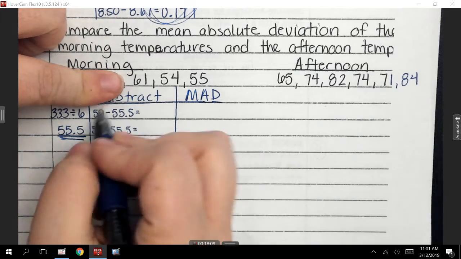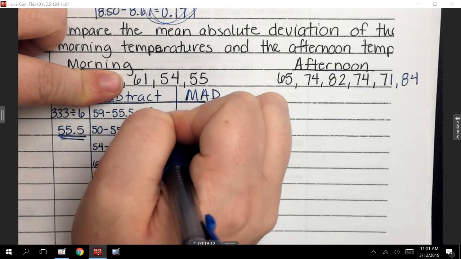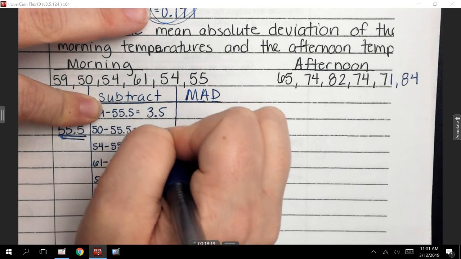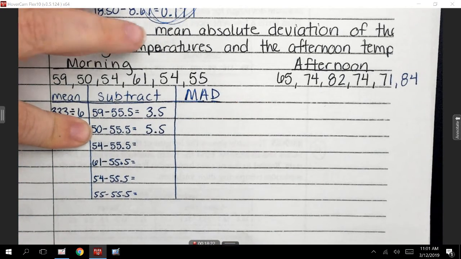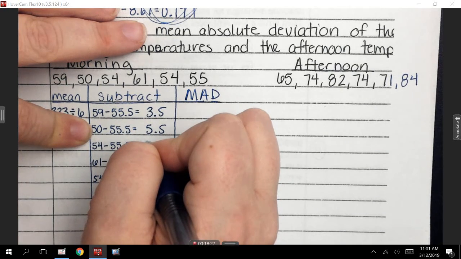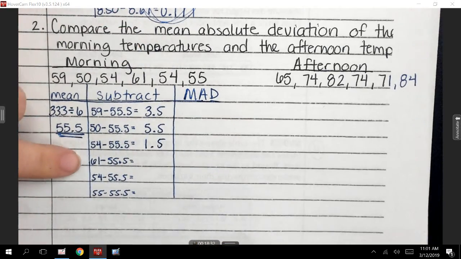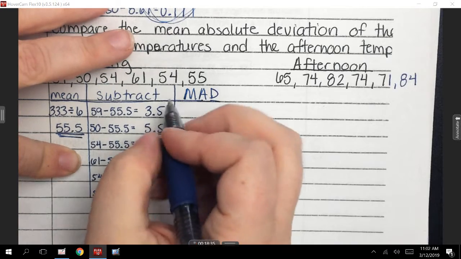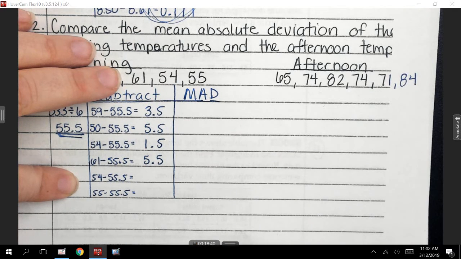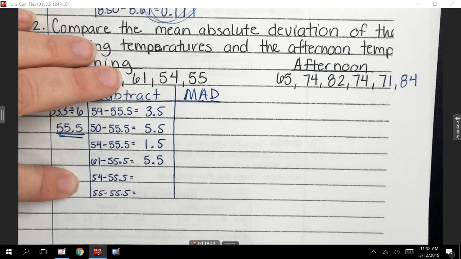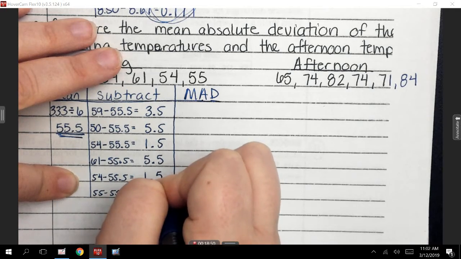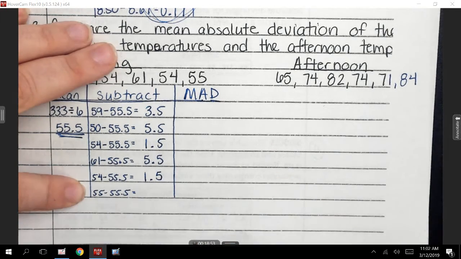It might not help you. Camilla, what do we get for the first one? 3.5. Okay. What about for 50? What do I get, Hunter? 5.5. Okay. Carlos, you got the next one? For 54, what do we get? 1.5. All right, for the next one, for 61, Anahi? 5.5. For 54, what do I get, Jason? Okay. 1.5, excellent. I love how y'all are leaving those negatives off. We don't want them.